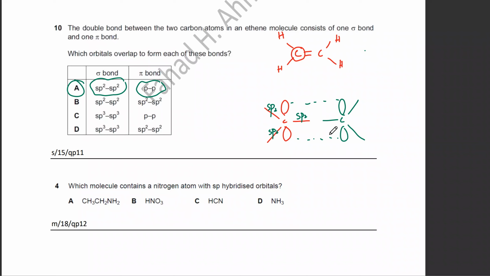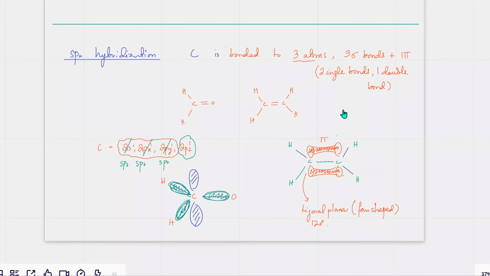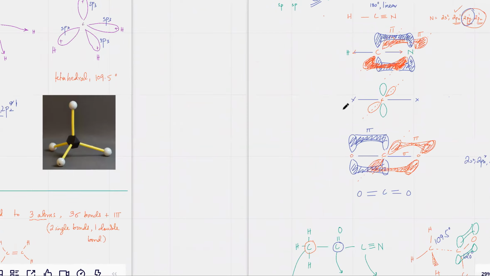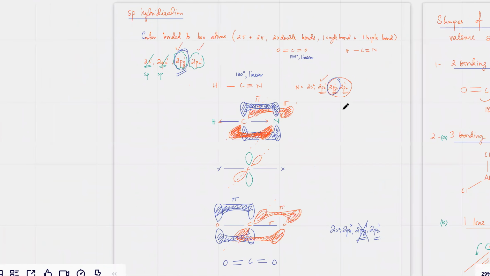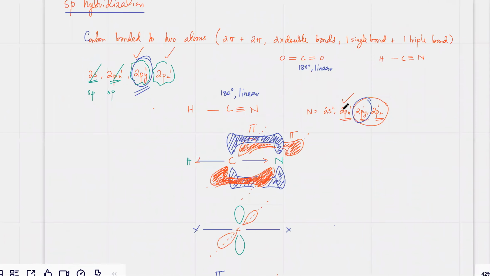So now, the next one is which molecule contains a nitrogen atom with sp hybridization. So with sp hybridized orbitals. So for an sp hybridized orbital, remember, what did we study about sp hybridization? We studied this thing. Where's our sp hybridization? Just a second. This was sp hybridization.